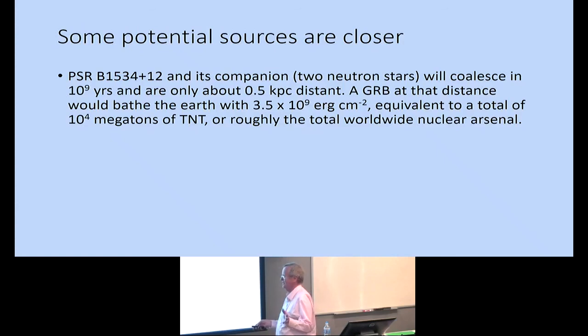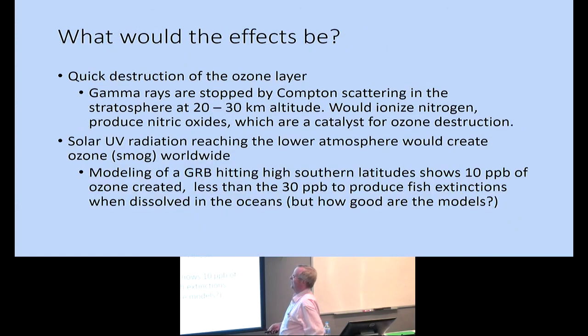On some time scale, they think something's going to get us all. So what effect would that have if something was nearby? It would completely destroy the ozone layer in a very short time. And the gamma rays that are produced are stopped in the upper atmosphere. They ionize the nitrogen, producing nitric oxides, which catalyze ozone destruction. It would take the sun a long time to regenerate the missing ozone. So the UV radiation would reach the ground and produce, it's thought to be at 10 parts per billion, the level we are, and actually dissolve in the oceans. And it's a possibility that could cause some damage to life.